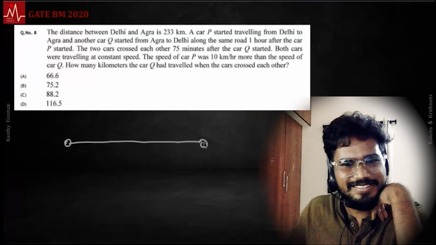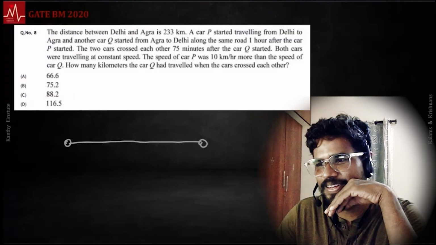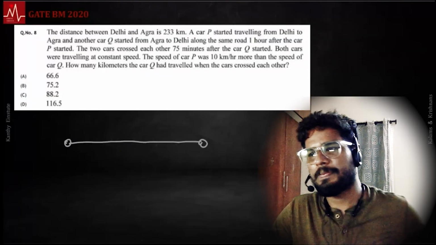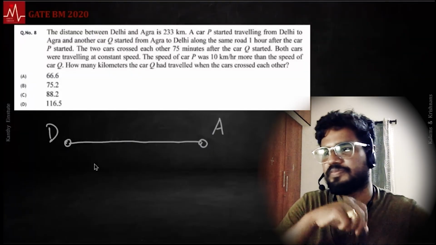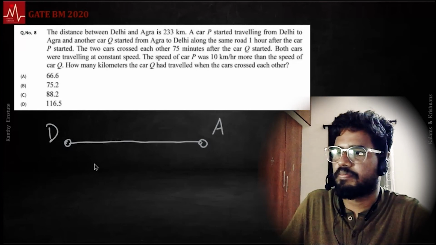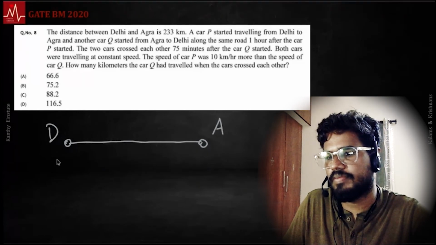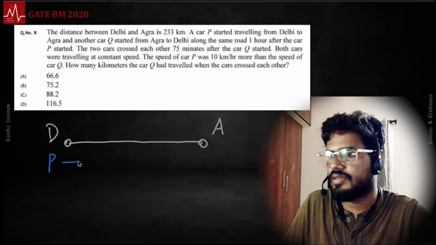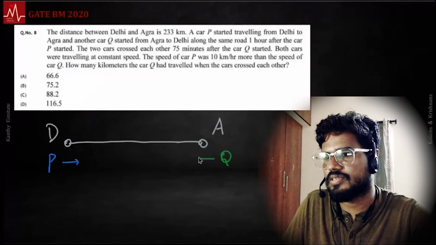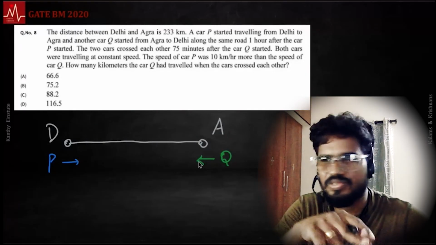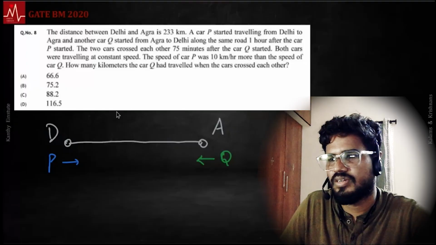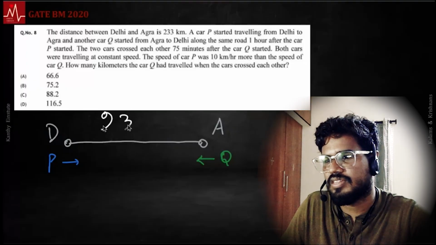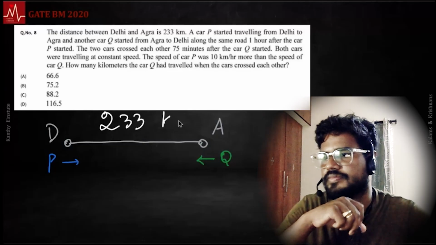Even if you don't consider all this multiverse, this language is so ambiguous. You have Delhi, you have Agra. Car P started traveling from Delhi towards Agra. Another car started traveling from Agra, not surprisingly, towards Delhi. Same road, the same road. So this distance is a road-based distance. Let's put it: 233 kilometers.